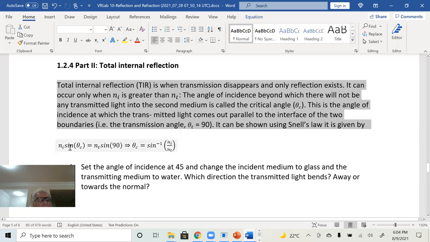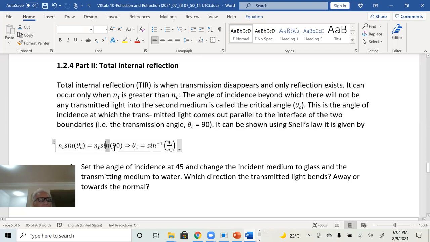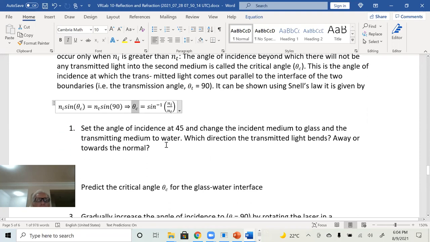Okay, so here goes sine of the angle of incidence. Here goes sine of the angle of transmission. Angle of transmission 90 degrees. This sine here is going to be one. So when the theta angle is equal to the inverse sine of the refractive index of the transmission medium over the refractive index of the incidence medium, then we start to have total internal reflection. You're going to see that in the simulation, okay?